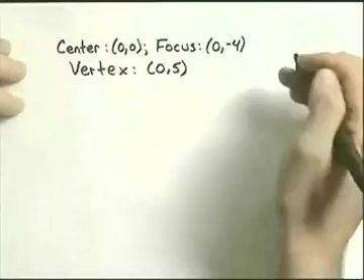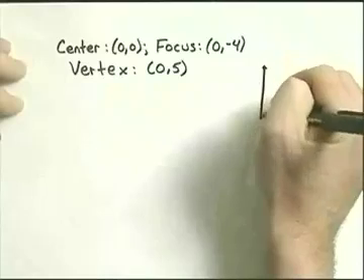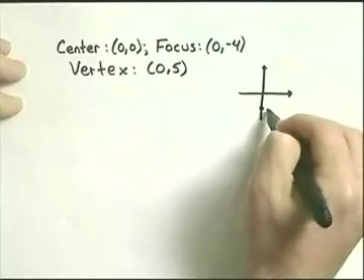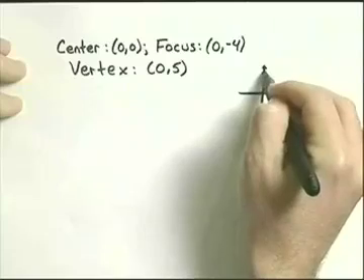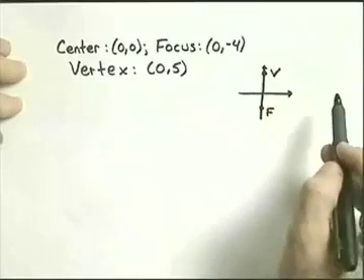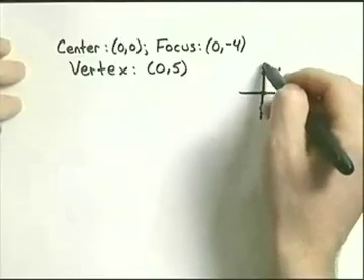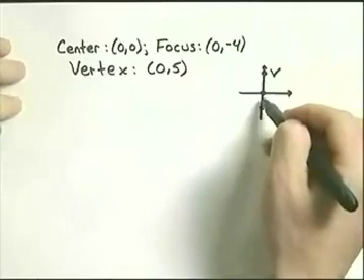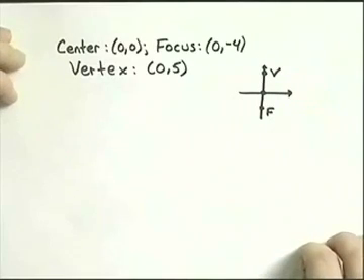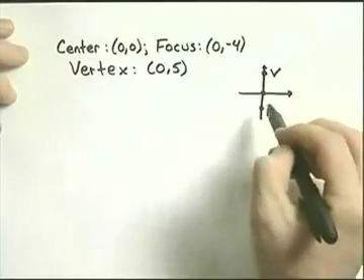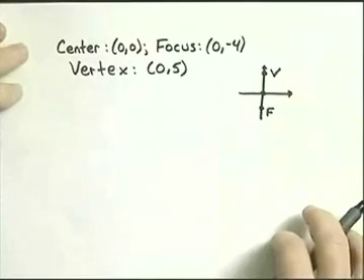If I was to plot these points, here's what I would find. I would have a focus down here at 0, negative 4, and I would have a vertex up there at 0, 5. And there's my center. We should see that all of these points lie on the y-axis. For this reason, the major axis is going to be the y-axis.